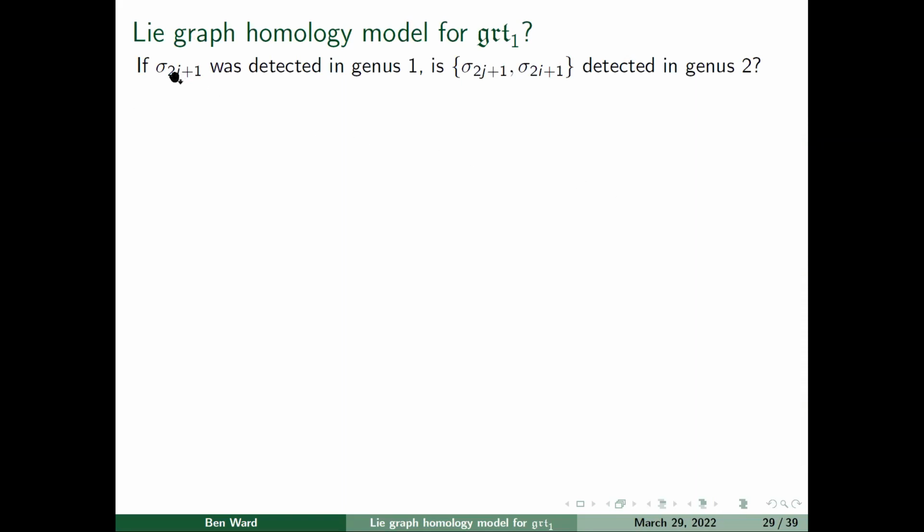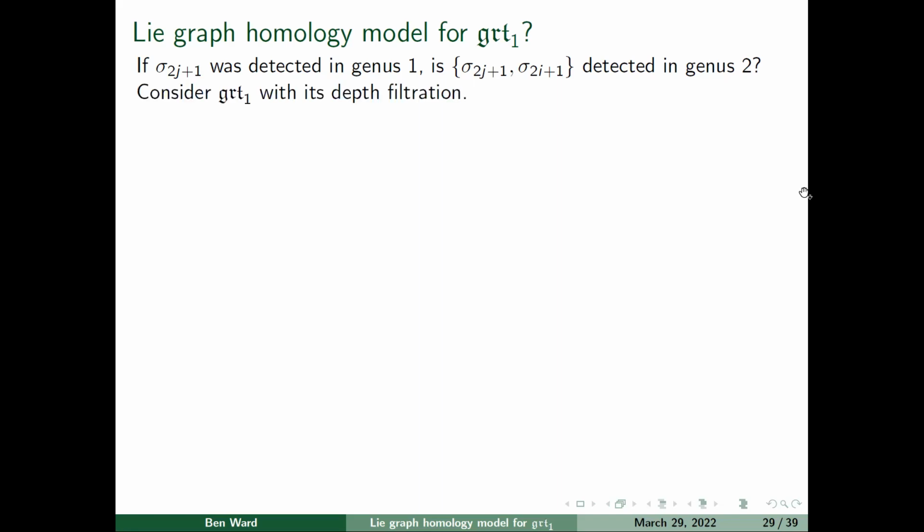So remember above, we had this class sigma 2j plus 1. It was somehow detected by Lie graph homology classes that were of genus 1. So a very naive question I could pose is, are these guys, the Lie bracket of 2 of them, is that detected in genus 2? Well, in some sense, the answer is yes.